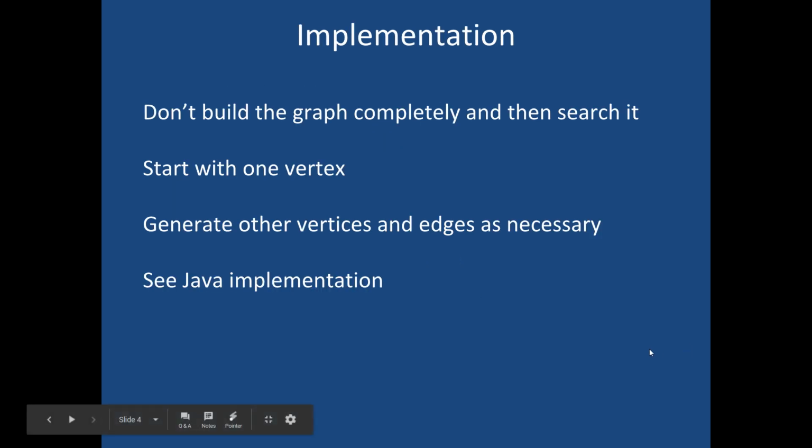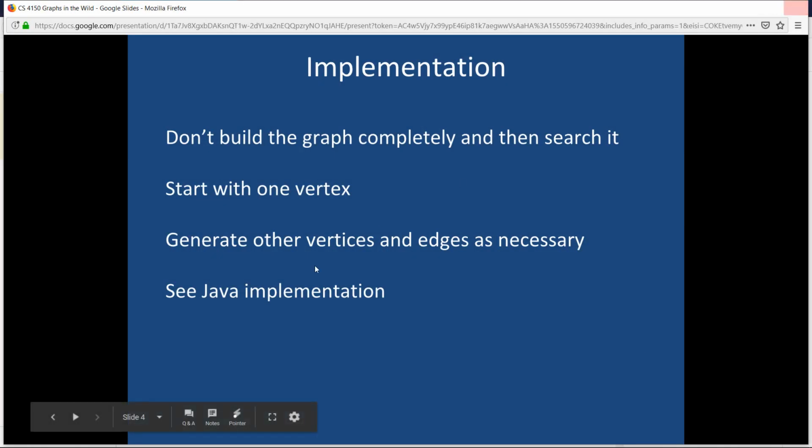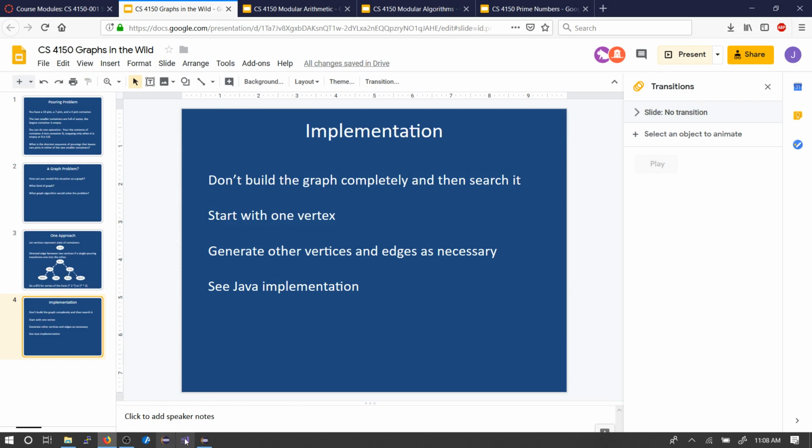So a lot of times when you write a graph algorithm, you don't build the graph completely and then search it. Now, what you did on Caddis, that's how you did it, because the graph was just given to you. But a lot of times you start with one vertex, and you start your algorithm, and when you need to know what the neighboring vertices are, you generate them on the fly. So I just want to drive that home, I want to show you a simple Java program that does that.